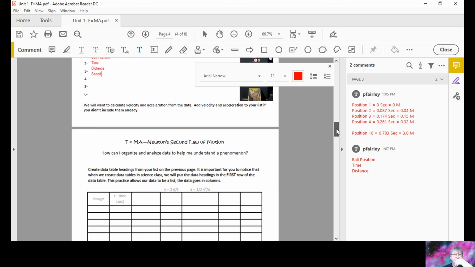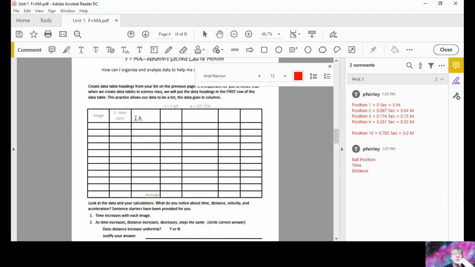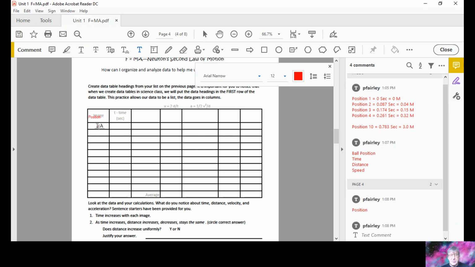Okay, moving on. Now we're going to do a data table. We're going to take our data and analyze it. Okay, so here they called this image. I would rather call it position. And that should be really easy. 1, 2, 3, on down the line, right?